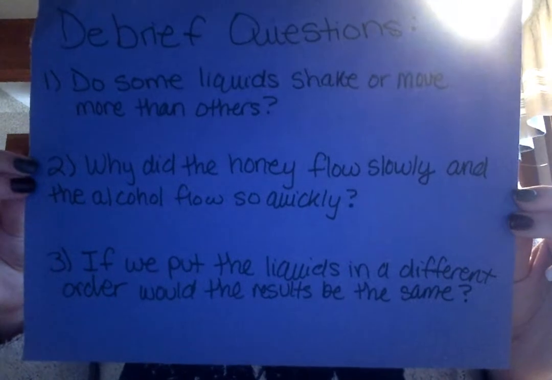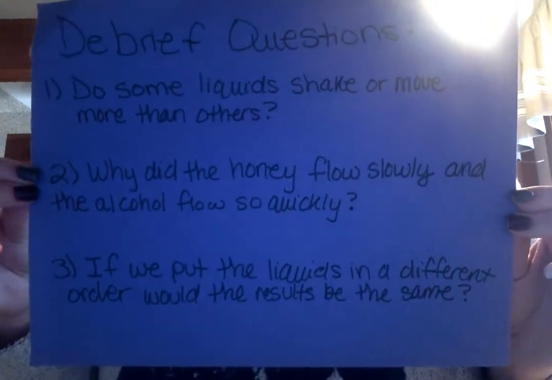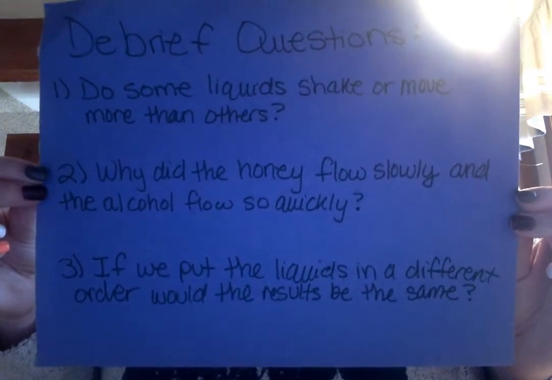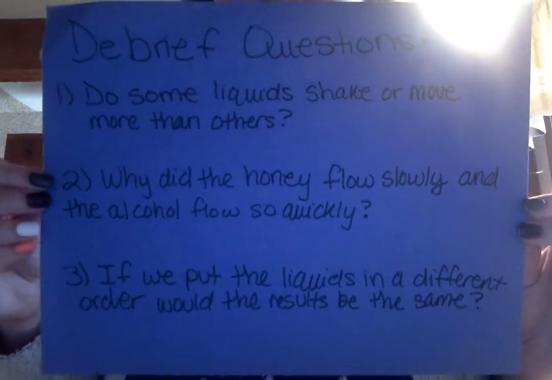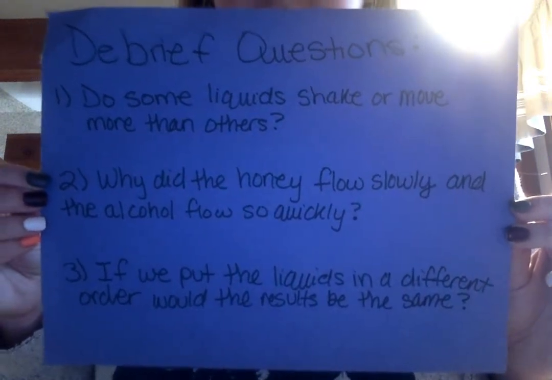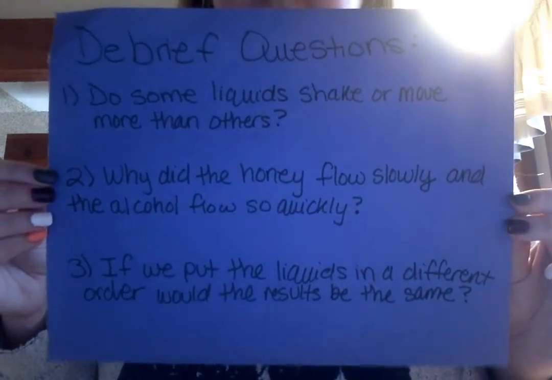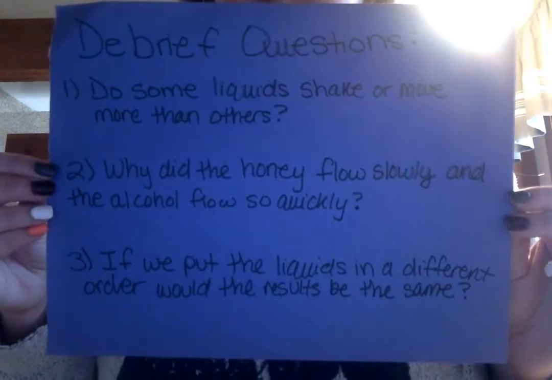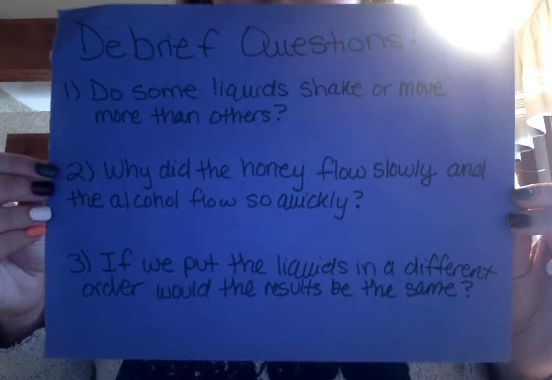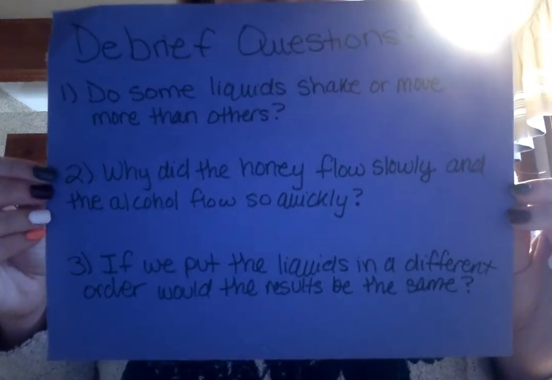Okay, the second question said, why did the honey flow slowly and the rubbing alcohol flow so quickly? Write down your answer in your notebook. Okay, the last question states, if we put the liquids in a different order, would the results be the same? Write down your answer in your notebooks.